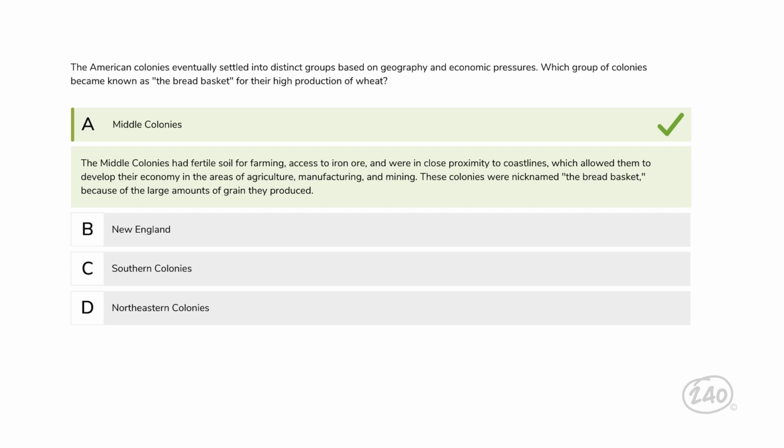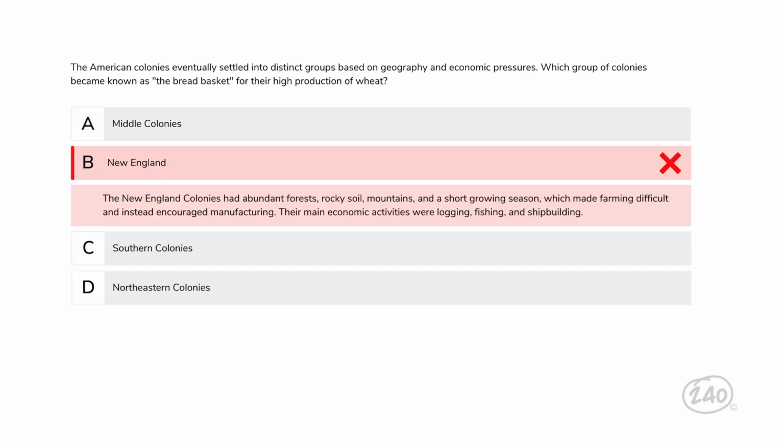However, if you thought the answer was the New England colonies, the quiz feedback within our study guide would let you know why that answer is incorrect and what those colonies were known for. Cool, right? It's a great interactive way to study.